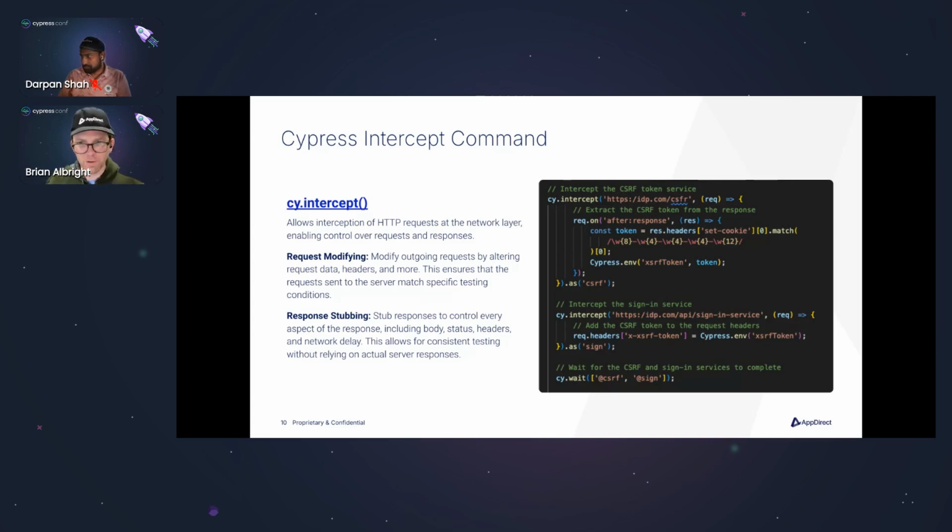cy.intercept is a very powerful command that lets you modify requests in flight, stub responses, and trigger exact behavior with your APIs and interactions that you want. In this case, it also allows you to extract tokens from the request headers and the request payloads that you might need to use later on in your workflows.